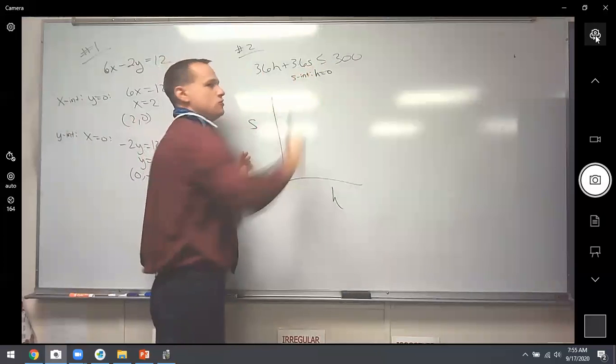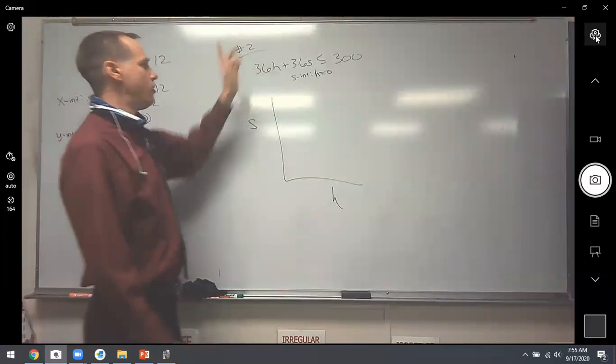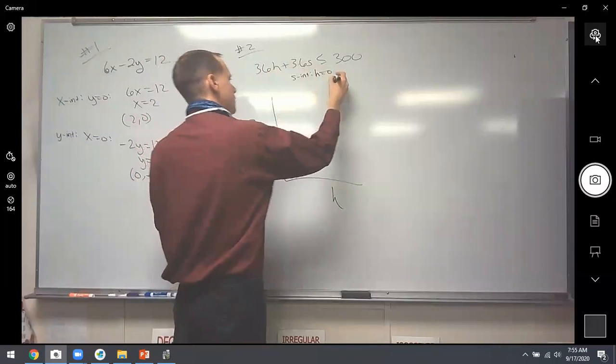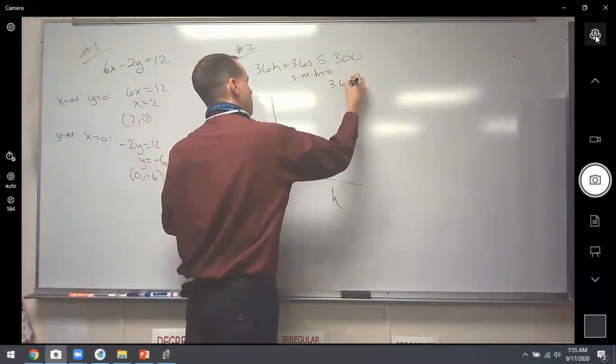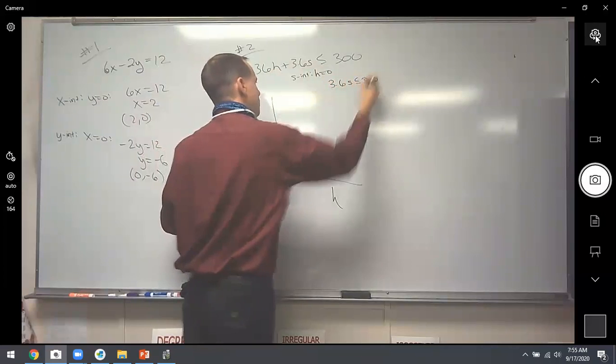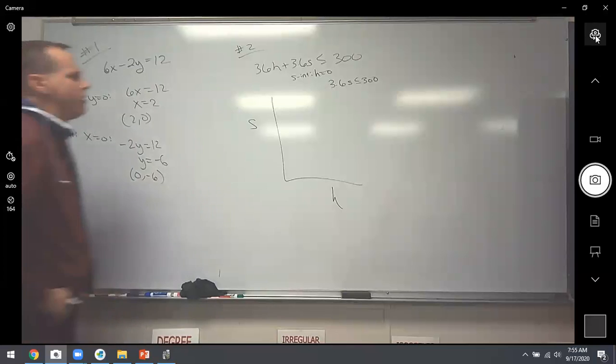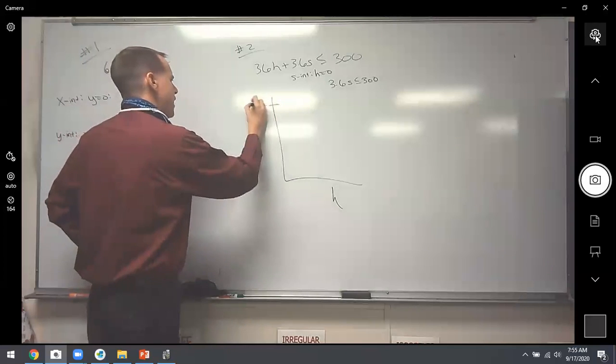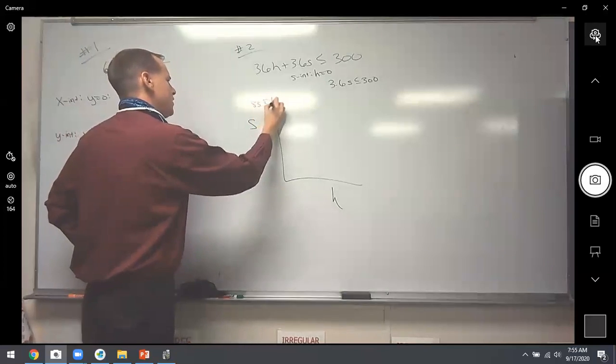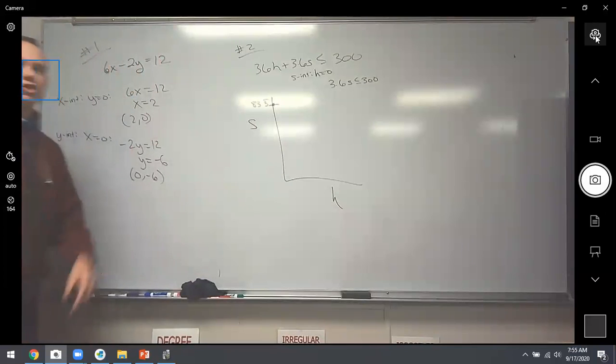In this case, H would be 0, and plugging that into my inequality, basically that's 0 then. So you're really trying to figure out when 3.6s is about equal to 300. So divide both sides by 3.6, get your calculator out and type that in. I'll try to do it in my head, but no promises. 83.3 repeating? Okay, so this is going to cross up here at 83.3 repeating. That is my S-intercept.